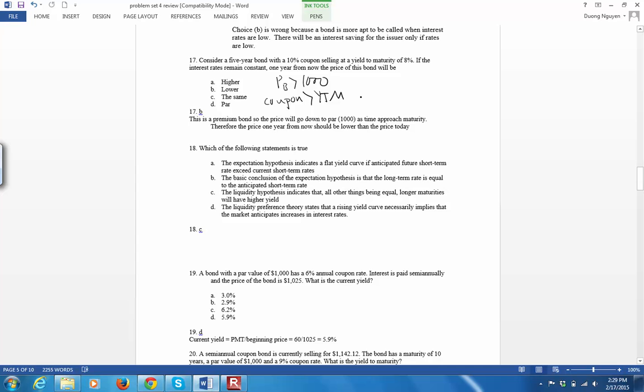Now this is time 0, and this is the maturity. Today the bond is selling at a premium, which is more than $1,000. But approaching maturity, the price will have to go down because at maturity, everybody will receive $1,000. So for the premium bond, the price 1 year from now will be lower. You don't have to calculate anything, because you will see that the price of the bond will be smaller.